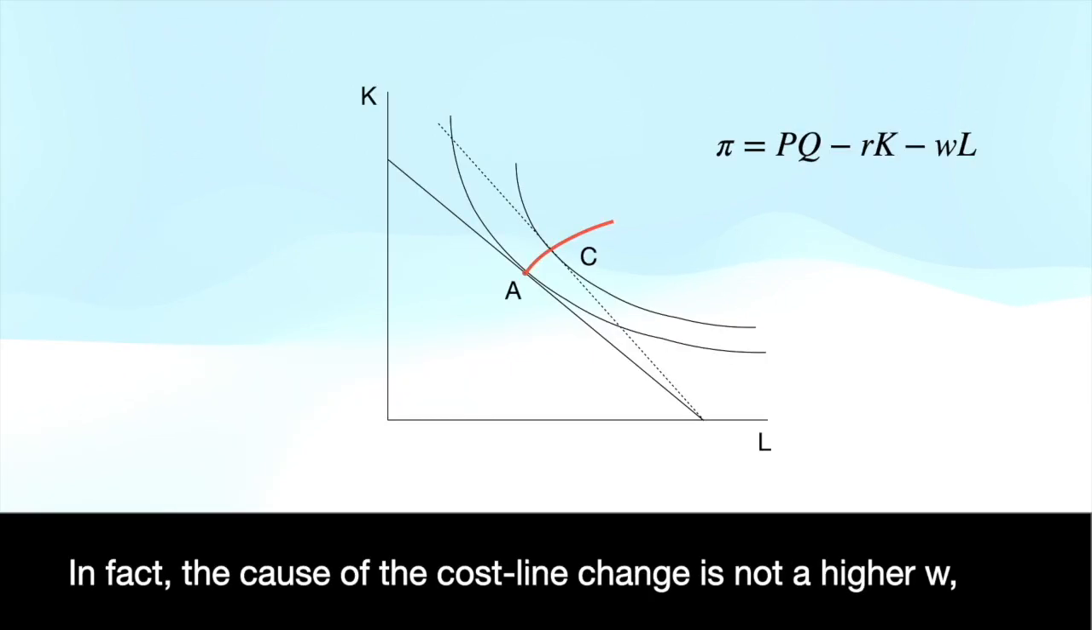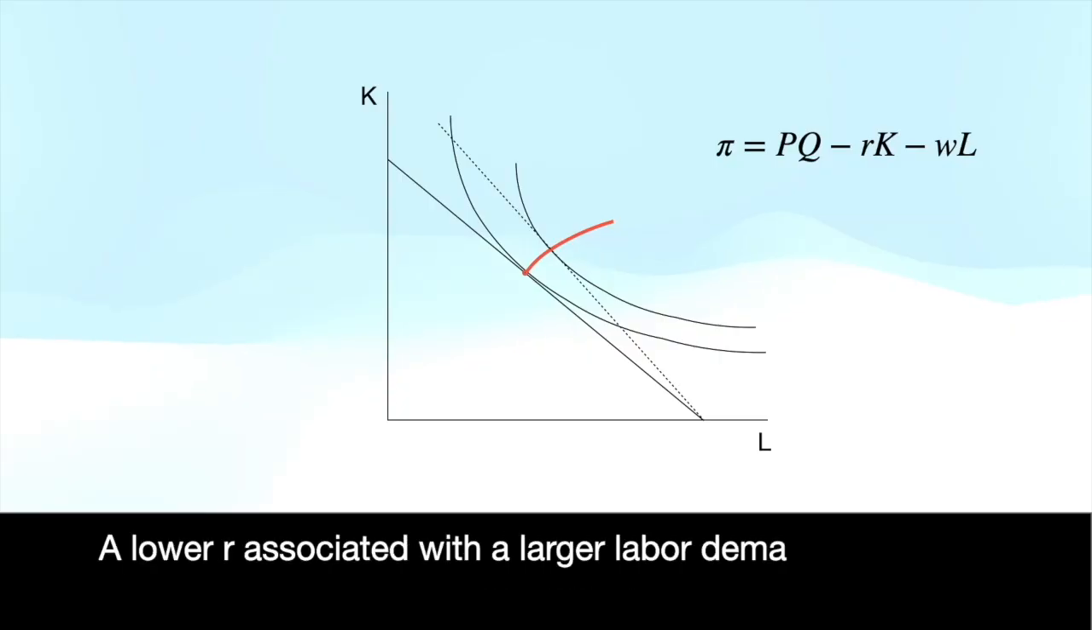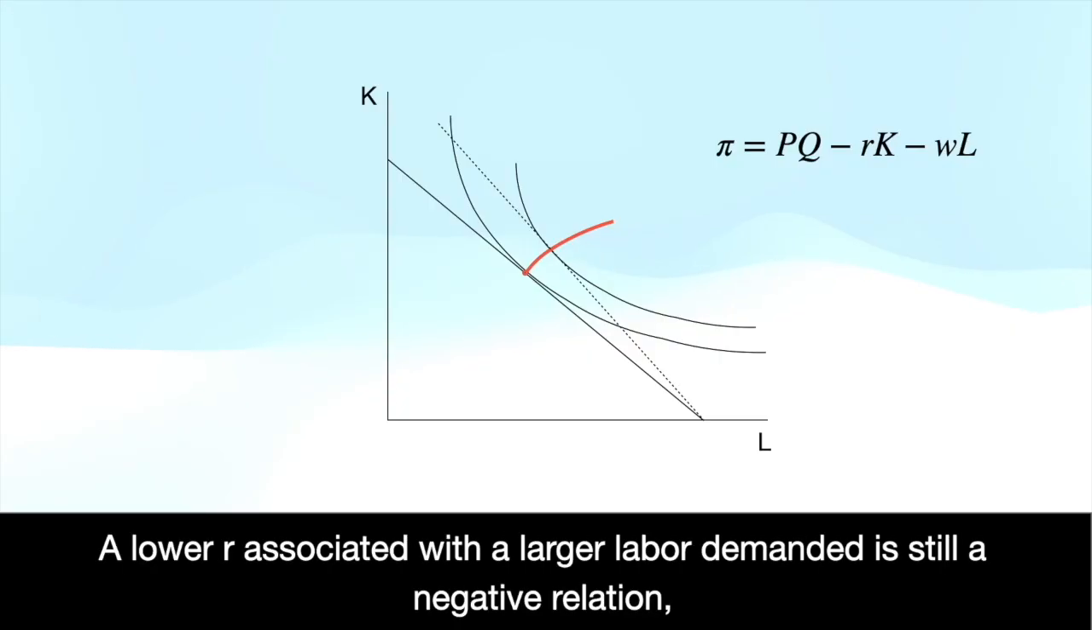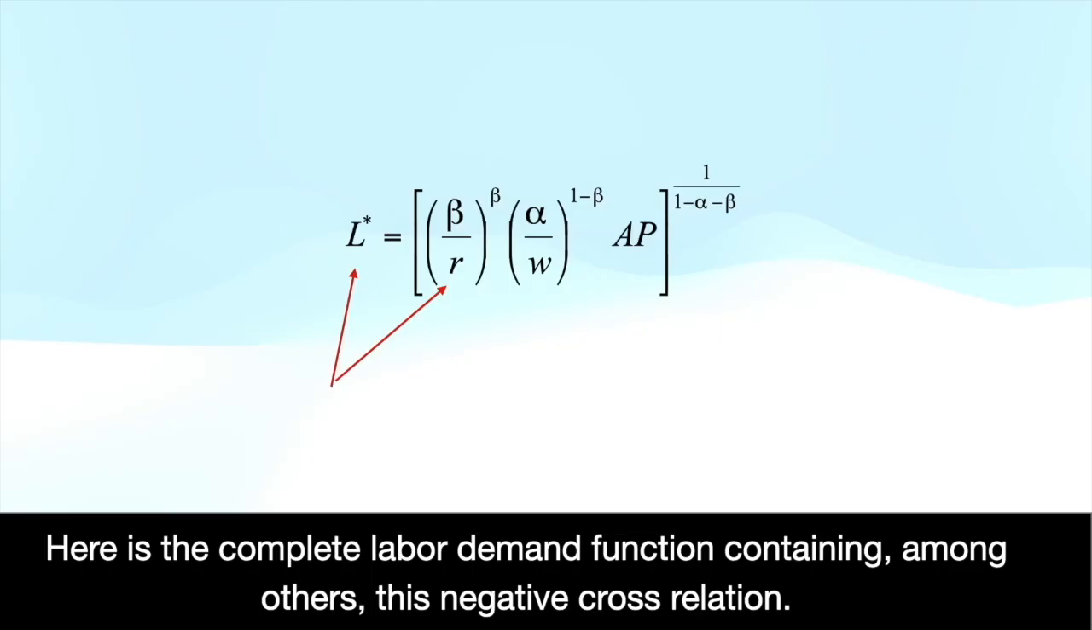Cross demand. In fact, the cause of the cost line change is not a higher W, but a lower R. A lower R associated with a larger labor demanded is still a negative relation, but a cross demand one. Here is the complete labor demand function containing, among others, this negative cross relation.